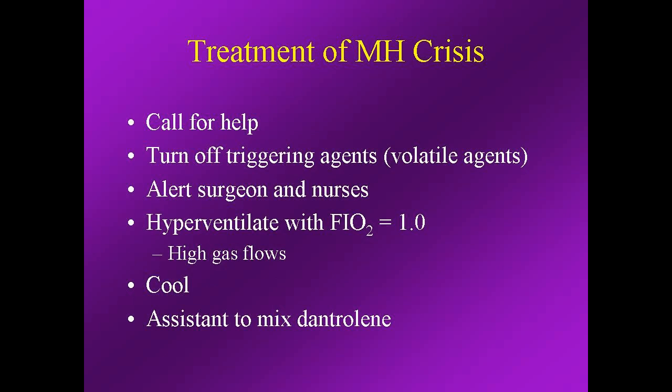The successful treatment of a malignant hyperthermia crisis in the operating room requires the performance of multiple simultaneous tasks. Because the anesthesia provider cannot perform these tasks alone, he or she requires the help of all of the team members in the operating room. Initially, the anesthesia provider should call for help, turn off the triggering agents, alert the surgeon and nurses in the room of the impending malignant hyperthermia crisis, and hyperventilate the patient with 100% oxygen using high gas flows.